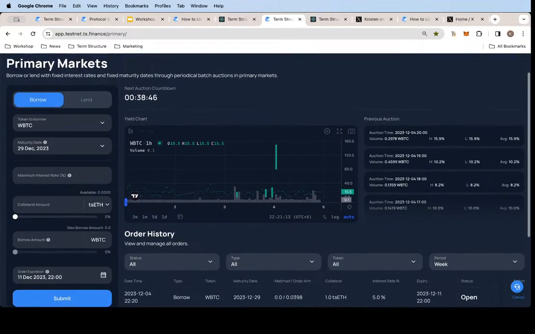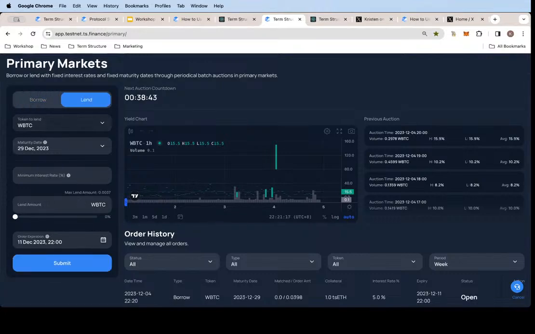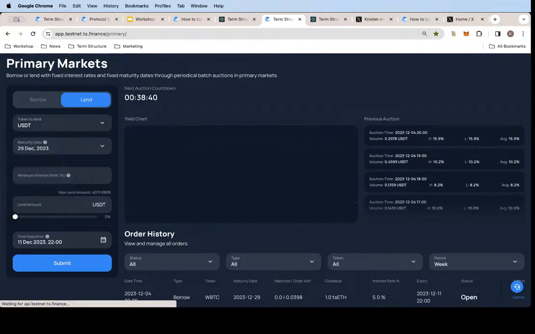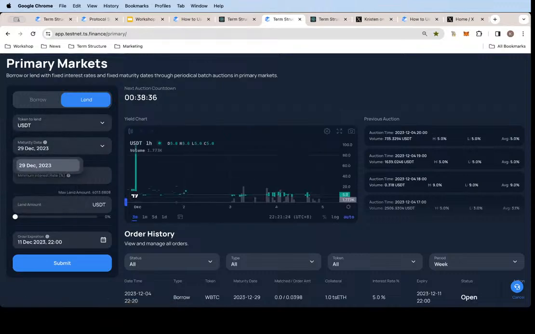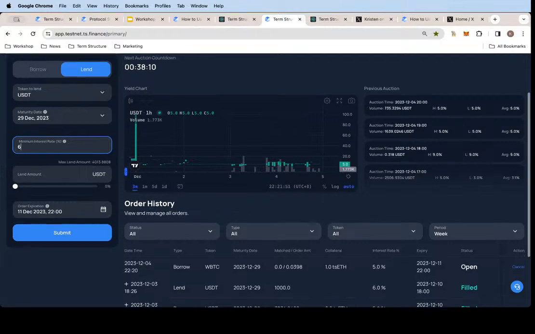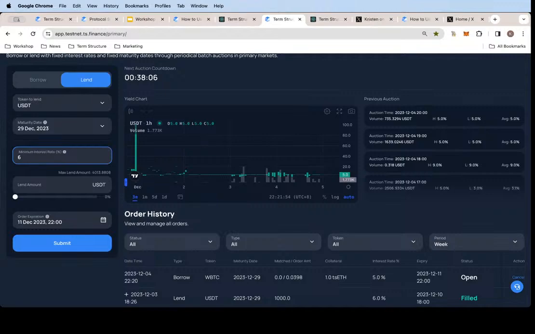Okay, so let me try to lend tokens on primary markets. So for instance, I would like to lend USDT and also select a maturity date. So the current option available is December 29th, 2023. And then the minimum interest rate means that it's the minimum interest rate that you're willing to receive for lending USDT. So for instance, let's say it's 6%. And then the system will automatically calculate the amount of USDT that you're able to lend. So for here, I'm just going to choose the maximum lending amount.